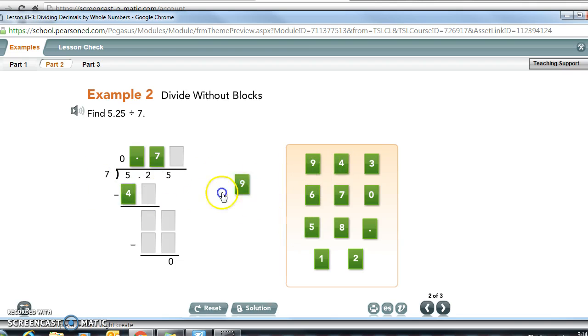So please put this in your notes. 52 minus 49 gives me an answer of 3. And now I need to drag down my 5. Well, 7 times what number equals 35? 7 times 5 equals 35. So I know I need to subtract 35. So my answer is 75 hundredths. Make sure it's in your notes. If you need to, go ahead and pause.